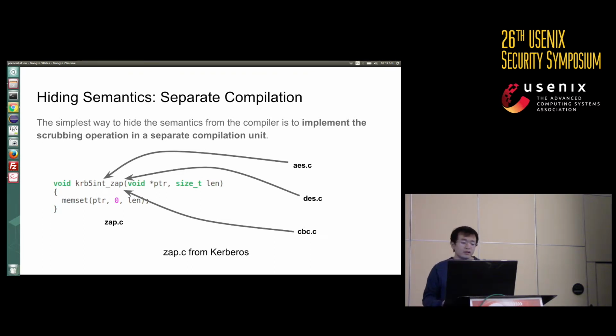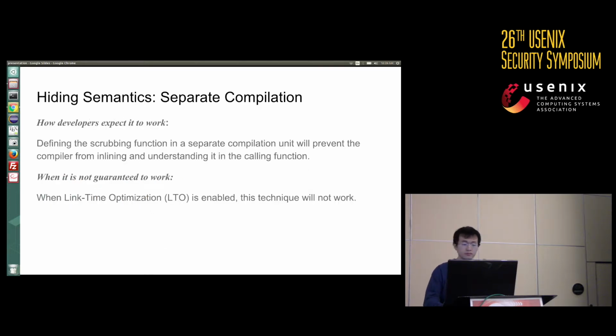For example, when the platform is not Windows and the compiler is not a GNU compiler, Kerberos uses a scrubbing function defined in zap.c. This scrubbing function is only used outside of this compilation unit. Here, developers expect this to work because they believe that defining the scrubbing function in a separate compilation unit will prevent the compiler from inlining and understanding the scrubbing function at call sites.